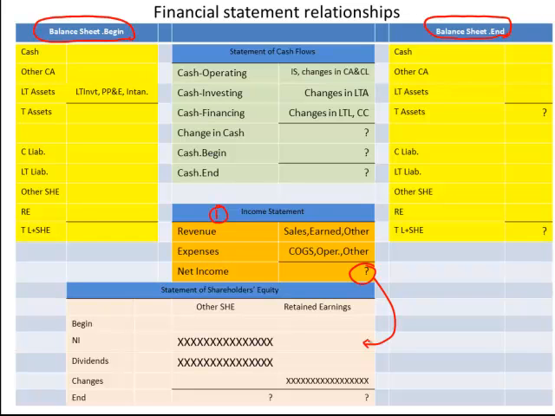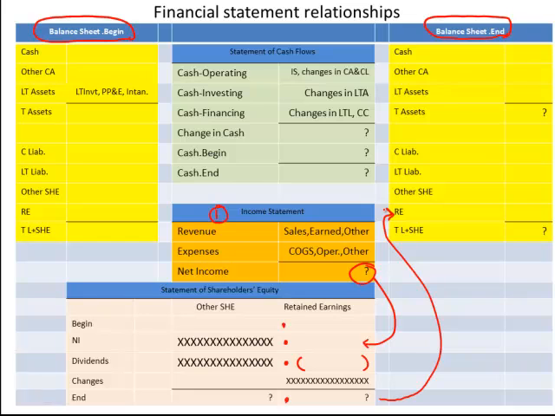Now, retained earnings is just that. It's the profits or the earnings of the business that are kept by the business and not paid out in dividends to the shareholders. So notice that beginning retained earnings plus net income minus dividends will equal the ending retained earnings that shows up in shareholders' equity on the balance sheet. And so those are the profits that the company retains for itself.